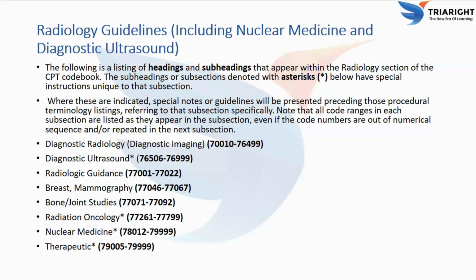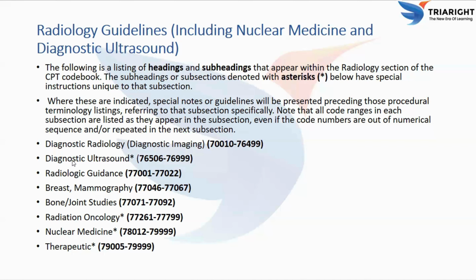So what are the major radiology CPT subsections? Here they are. The first one is diagnostic radiology, diagnostic imaging. The code ranges are 70,010 to 76,499. This subsection includes X-rays, CT scans, MRI and fluoroscopy. For example, a chest X-ray, CT abdomen and MRI brain. Most commonly used radiology codes are found here.